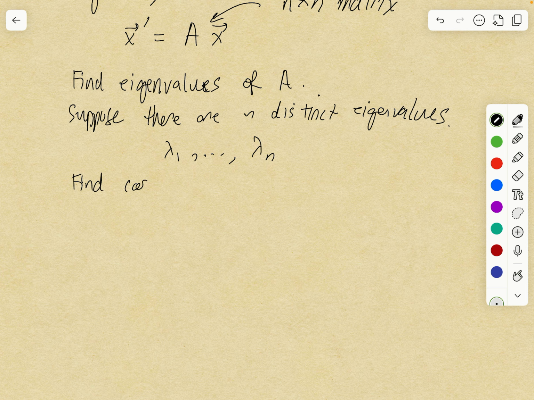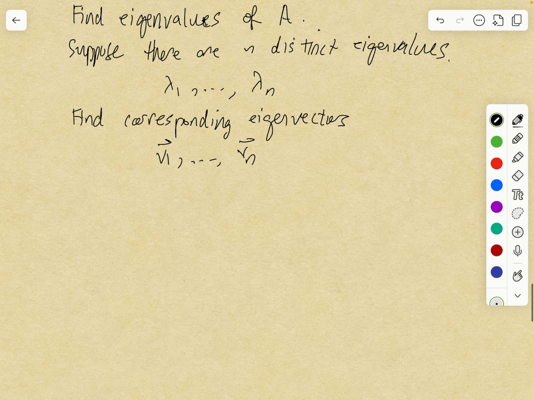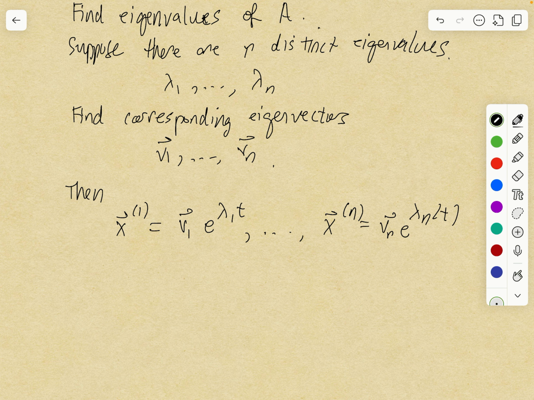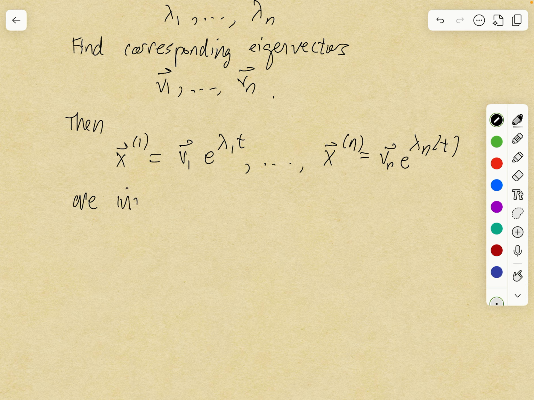We find corresponding eigenvectors v1 to vn, so v1 is an eigenvector with eigenvalue lambda 1, etc. Then if you have x1 equals v1 e to the lambda 1 t, up to xn equals vn e to the lambda n t, these turn out to be independent solutions. So we have n independent solutions.